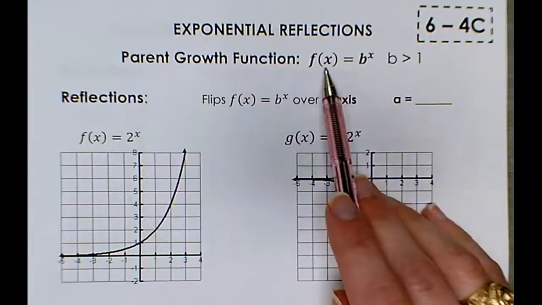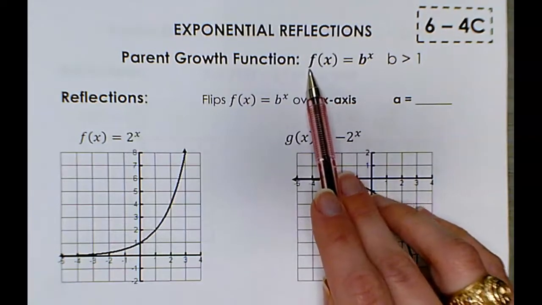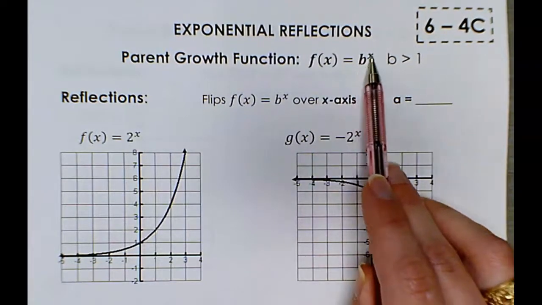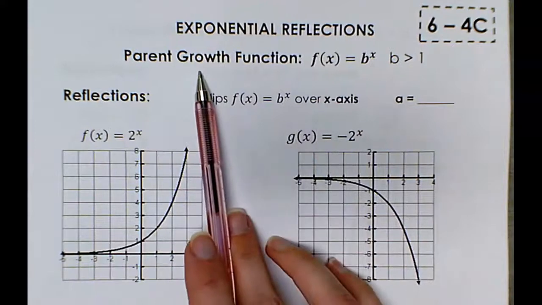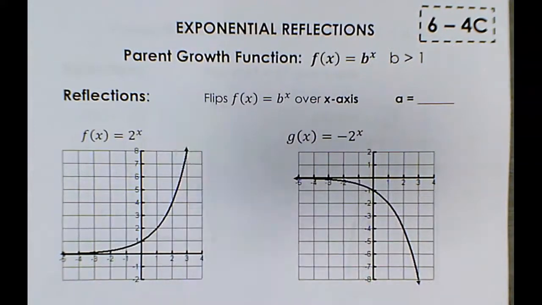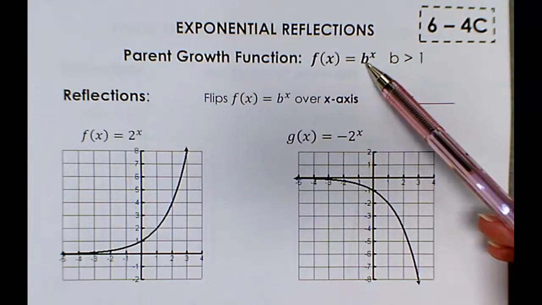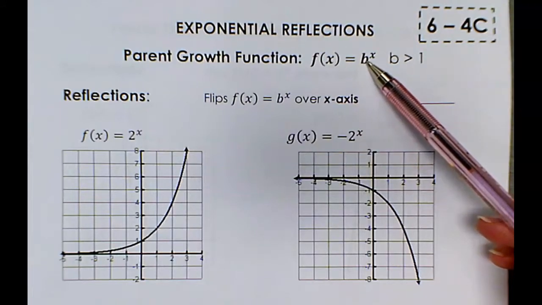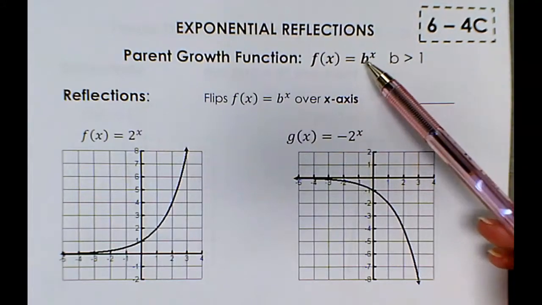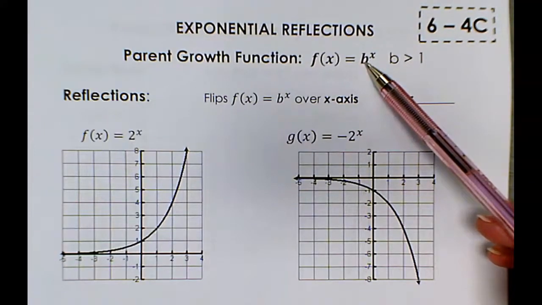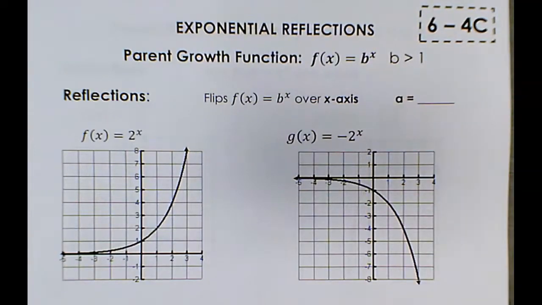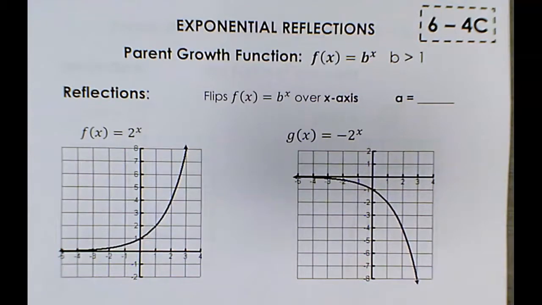So here's a refresher. The parent function is f of x equals b to the power of x. It says the parent growth function, but really it's just the parent of the exponential functions. Remember that the base b has to be positive. So it's okay if it's 2, 3, 4, 5, or so on. It's okay if it's 1/2, 1/3, 1/4, 1/5. That's okay. It just can't be negative. And today it's going to seem like our base values b are negative, but they're not.